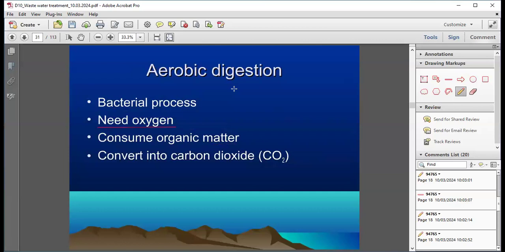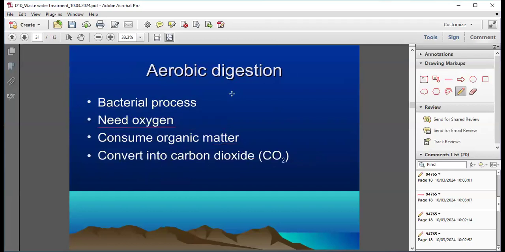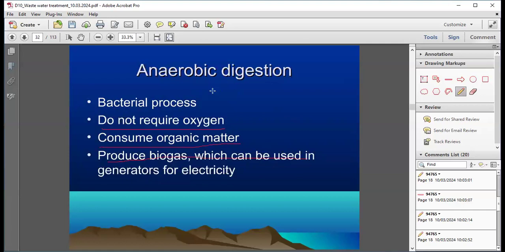In aerobic condition, oxygen is the compulsory thing, oxygen gas. Anaerobic does not need oxygen content. So you can understand aerobic and anaerobic. And CH4 is the result of anaerobic condition. So this is the meaning, right?